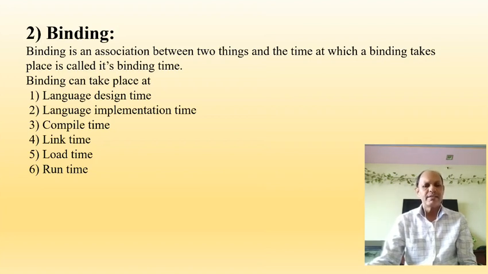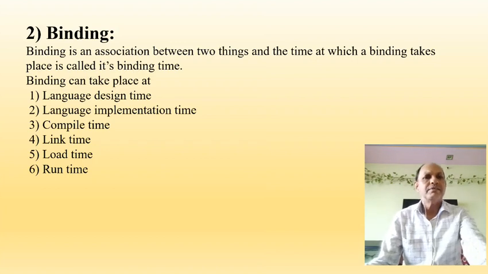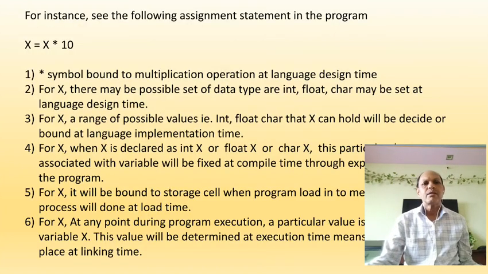To understand binding and binding times, let us look at a simple assignment statement, as shown in the next slide. In this slide, the simple example given is x = x * 10. This is a simple assignment statement that we write in programs. We will try to understand how the bindings of the various symbols used in this statement are done.